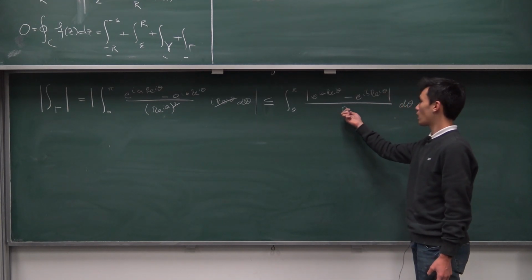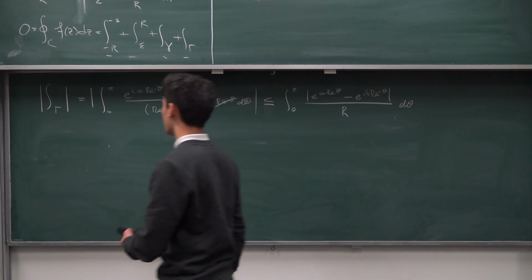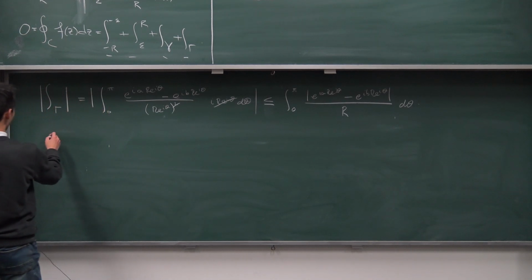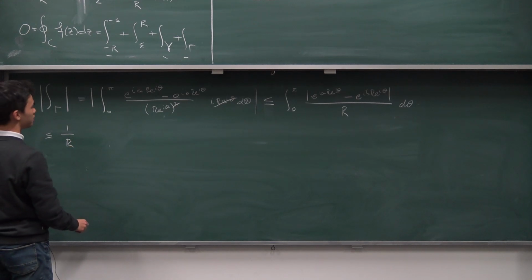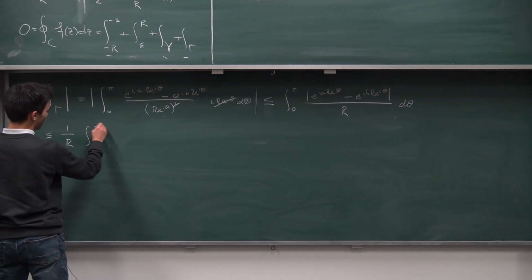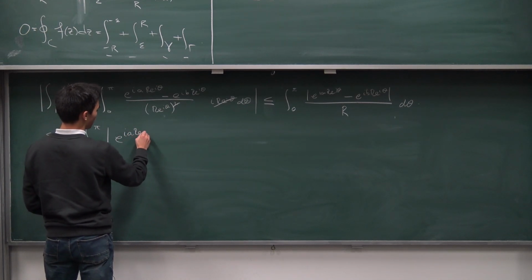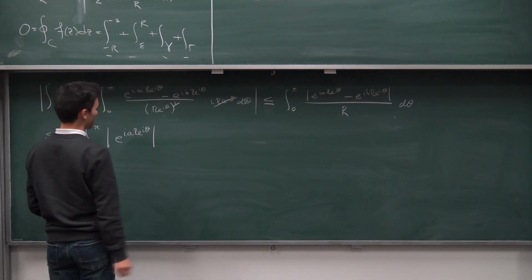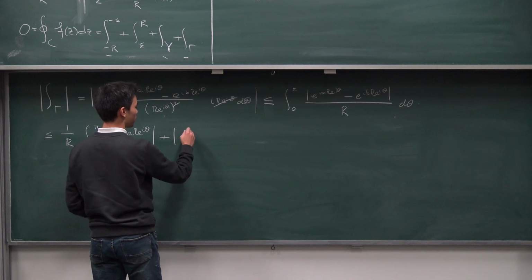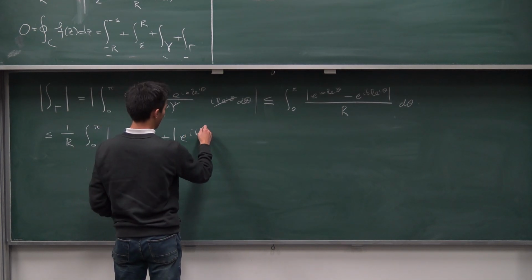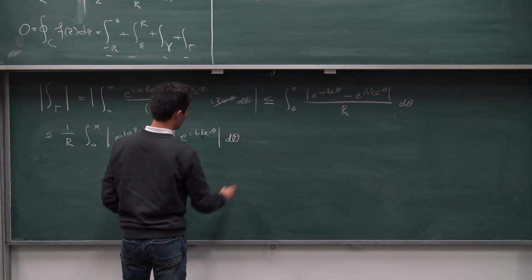So as you can see, we have absolute values of something and another something. So let's just use the triangle inequality here to split things off a little bit more. So we have less than or equal to, we bring the 1 over r out, and then we have the integral from 0 to pi, the absolute value of e to the I times a times r e to the I theta, in one absolute value, and then by the triangle inequality, we have the absolute value of the other guy, which is e to the I times b times r e to the I theta, inside absolute values, d theta.